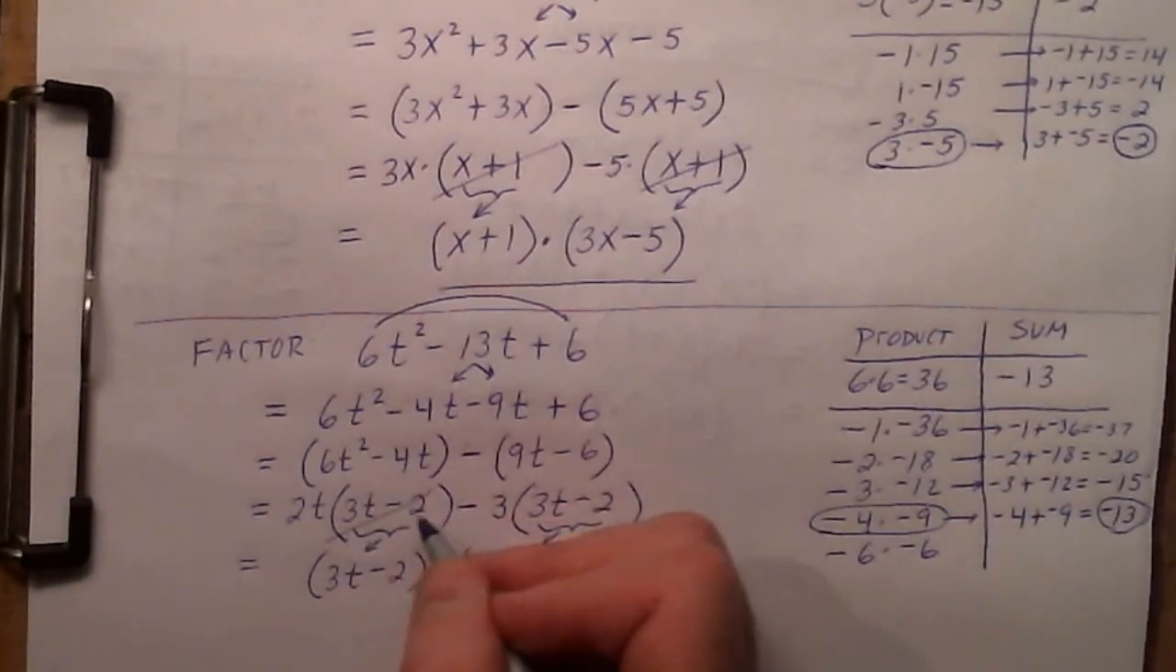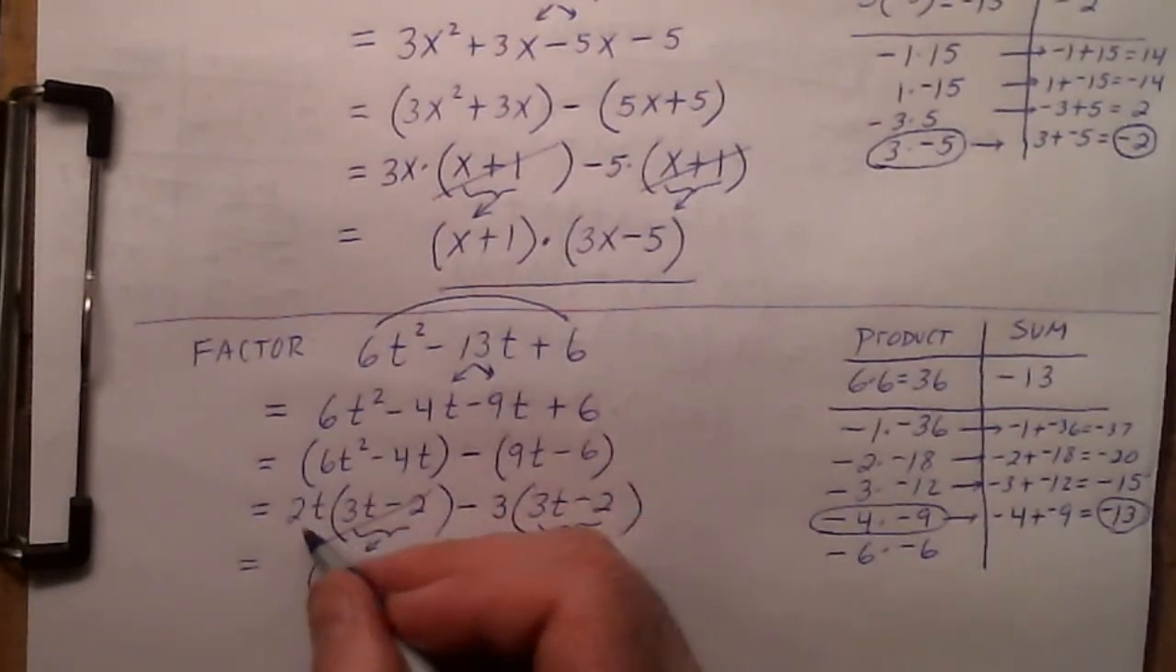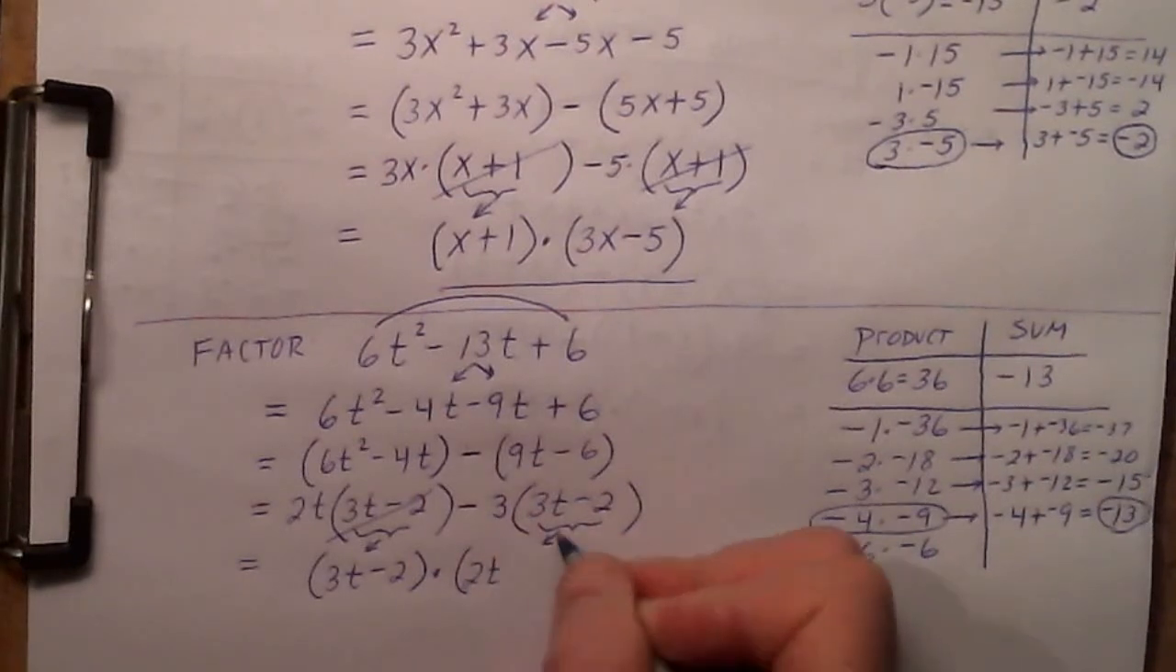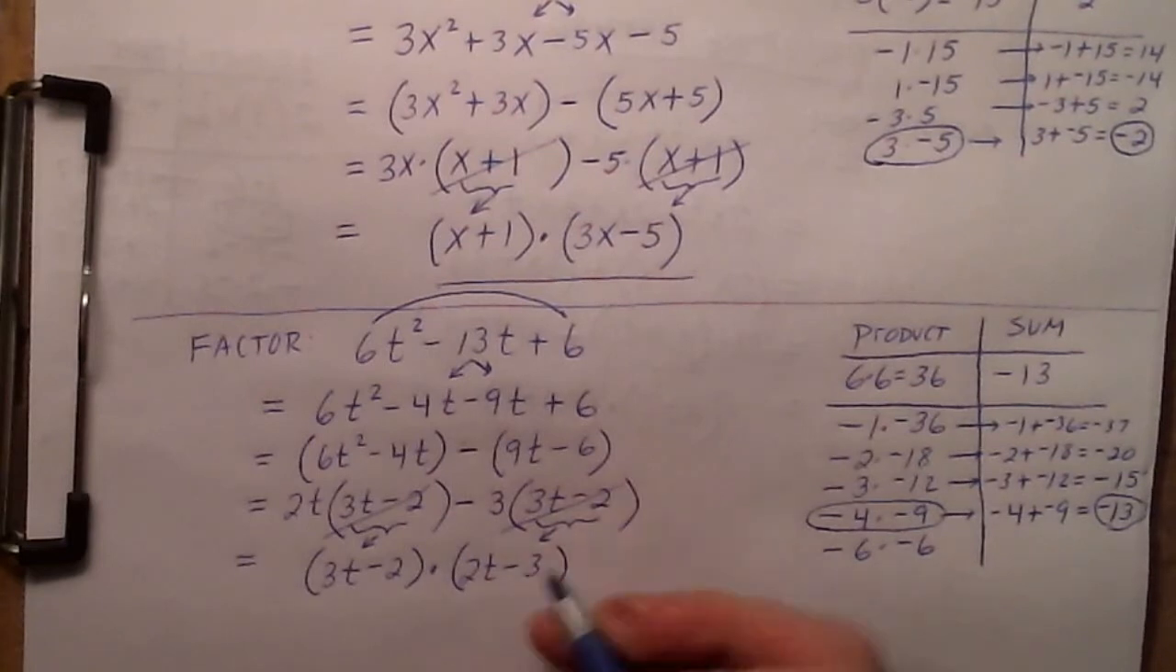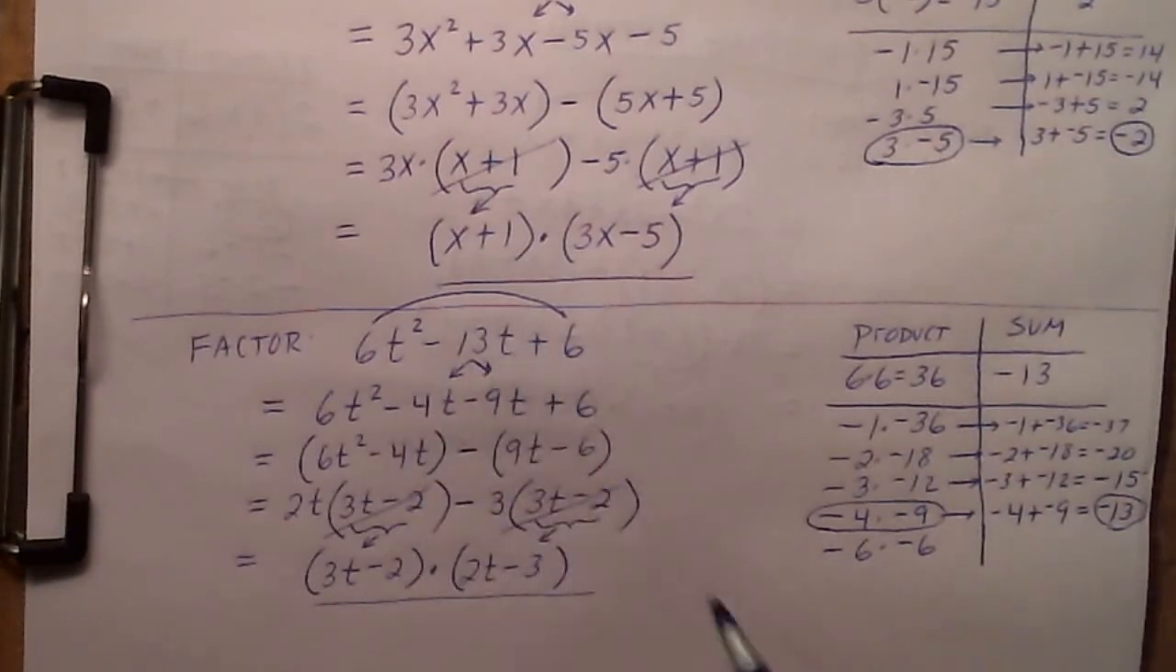Well, when we factor 3t minus 2 out of the first term, we leave behind 2t. And when we factor 3t minus 2 out of the second term, we leave behind minus 3. And we're done. This is your correct factorization of the difficult trinomial we initially started with back up here. This is called the grouping method.